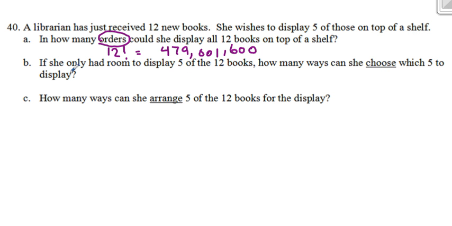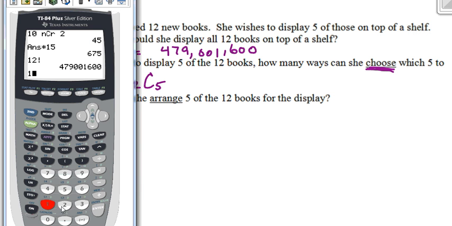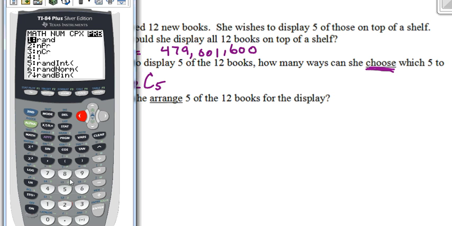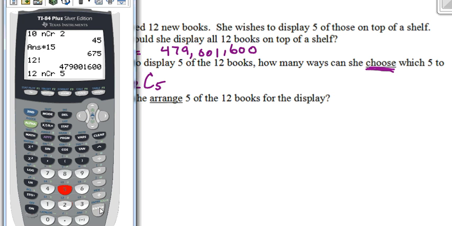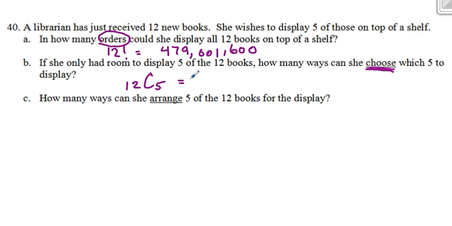All right, our next question says she only has room to display 5 of the 12 books. How many ways can she choose which 5 to display? This is a combinations problem. Choose doesn't have to do with order. So now we're going to do 12C5. So we go back over here. We've got 12 and math. We go over here, choice 3, 5, 12C5. We've got 792 ways that she can choose which 5 to display.